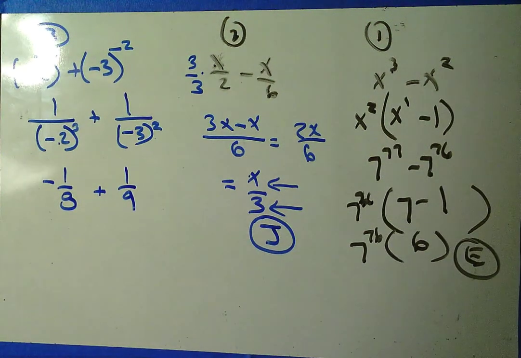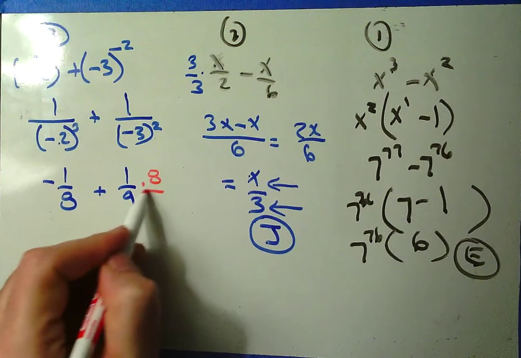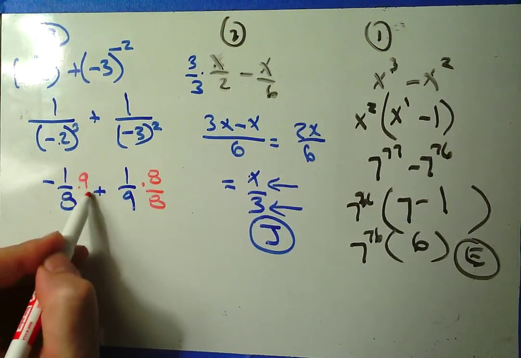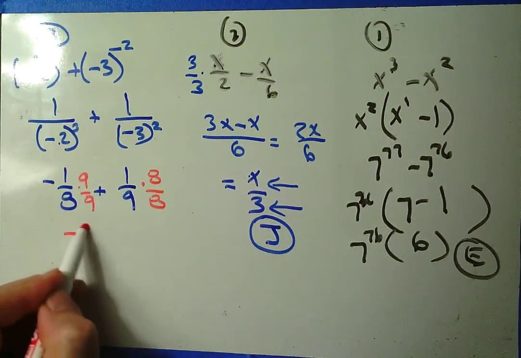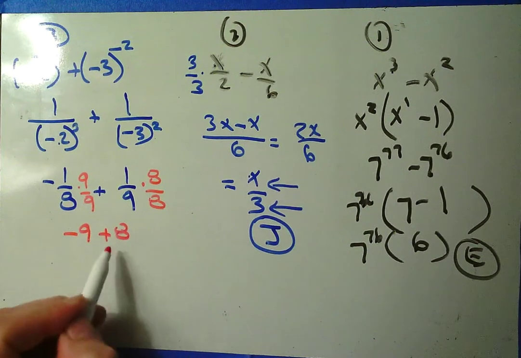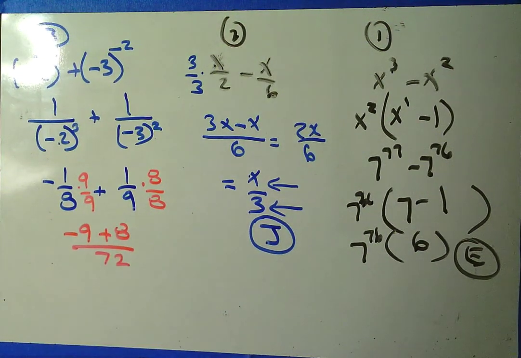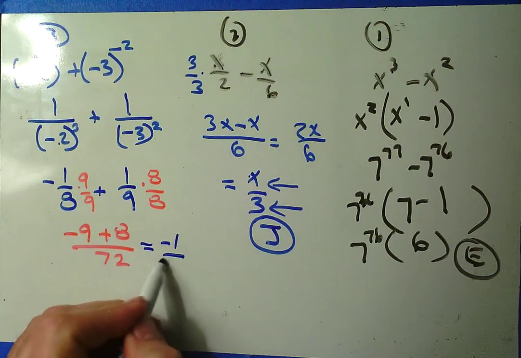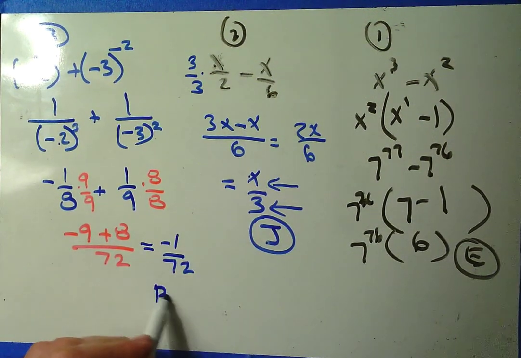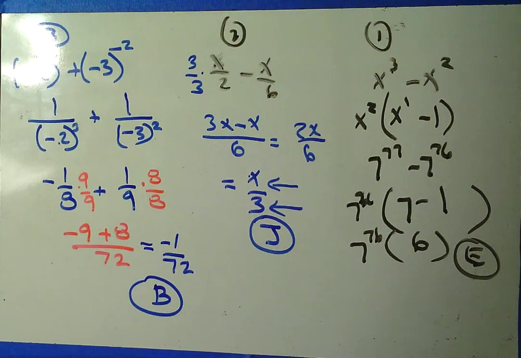If I make a common denominator here, say 72, I have negative 9 plus 8 over 72, which reduces to negative 1 over 72, and that's why B is the answer to number 3.